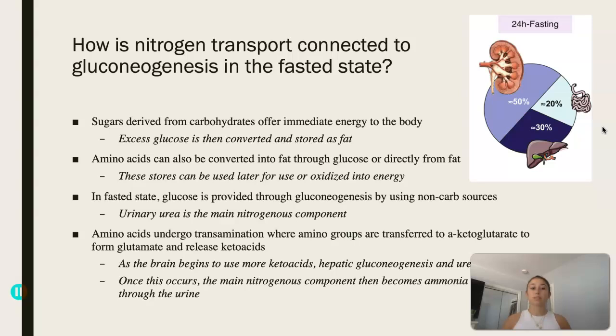So once amino acids, being an alternative source of energy, undergo transamination, where amino groups are transferred to alpha-ketoglutarate to form glutamate and release keto acids. As the brain begins to use more keto acids, hepatic gluconeogenesis and urea decrease. So, being that this occurs, the main nitrogenous component is no longer urinary urea. It now becomes ammonia, and this is then excreted through the urine.